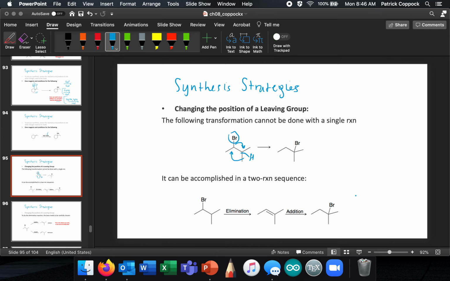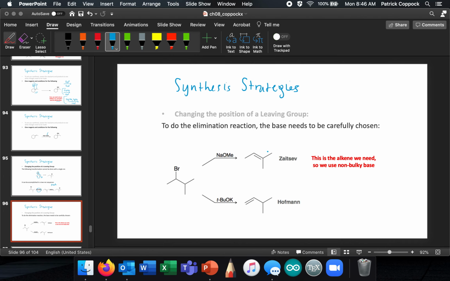Well, it's going to take two reactions, right? So the first reaction is going to be an elimination where you make a double bond. And you can see the bromine's going to the more substituted position, right? So if I do an elimination, then all I'll have to do is just a Markovnikov addition, right? You see that?